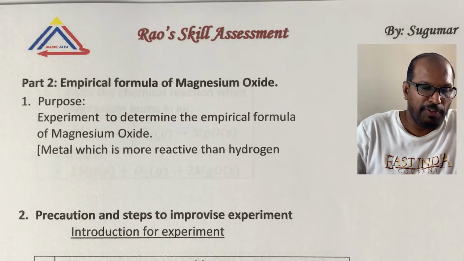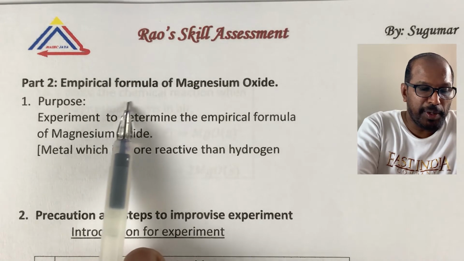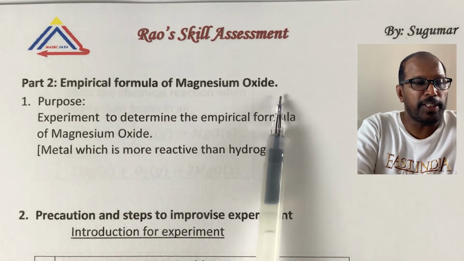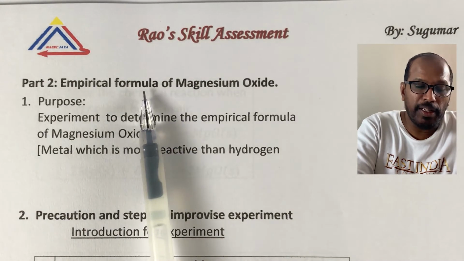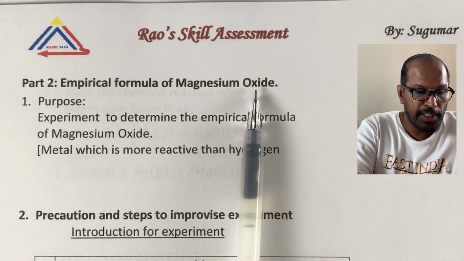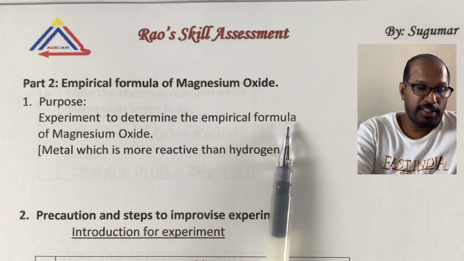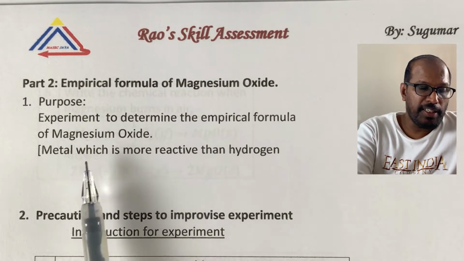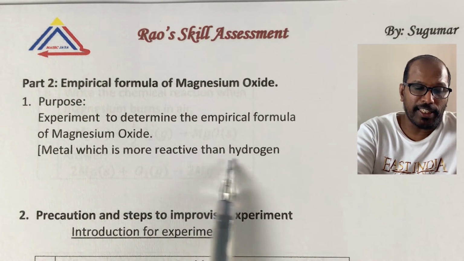Okay, now we are going for the second experiment. Part 2 of the experiment is the empirical formula of magnesium oxide. Now we're determining the empirical formula for magnesium oxide. The purpose of the experiment is to determine the empirical formula of magnesium oxide, and this is the procedure that we use for a metal which is more reactive than hydrogen.